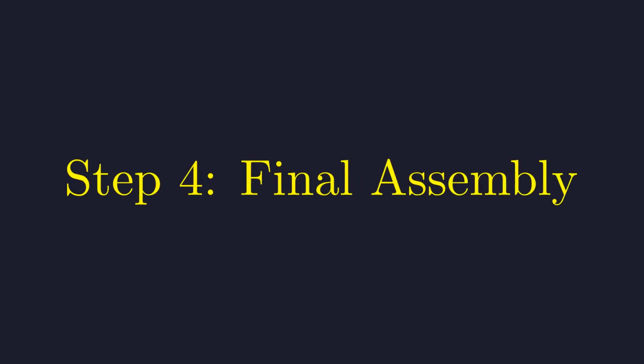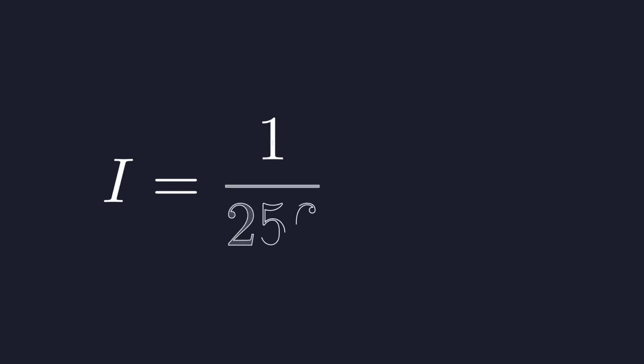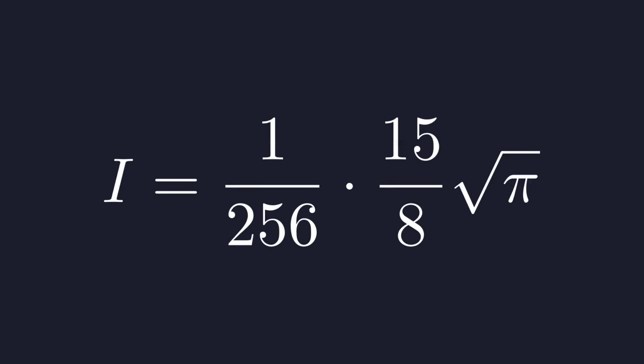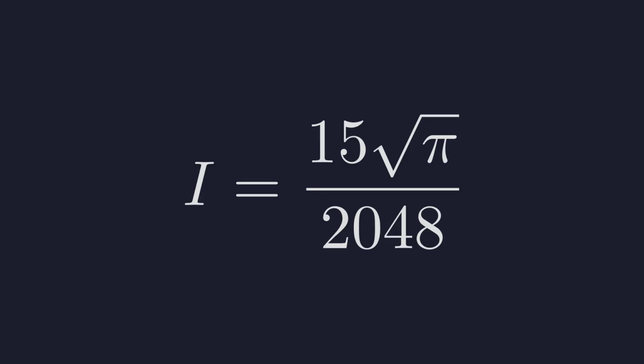We are now ready to combine all parts for the final solution. We bring back the constant 1 over 256 and multiply it by our gamma result. The final calculation is the product of the denominators. 256 times 8. This yields the final exact answer: 15 times the square root of pi divided by 2048. From that intimidating integral to this elegant closed form. That's the power of recognizing the gamma function.